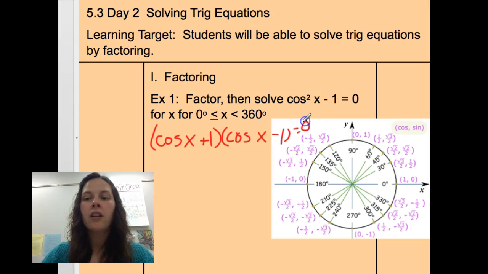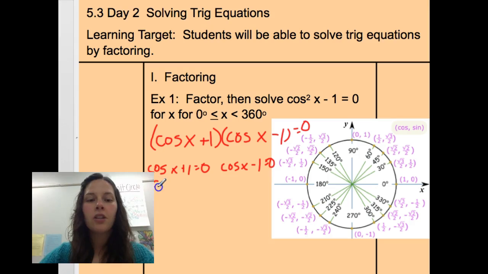equals 0. We've got our unit circle here to remind us of where our answers are going to be coming from once we set up our equations. So next we're going to set each binomial equal to 0. Remember, this is the zero product property. So we've got cosine x plus 1 equals 0 and cosine x minus 1 equals 0.